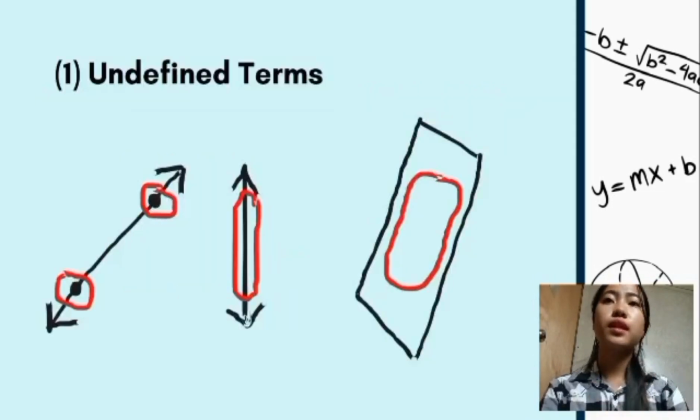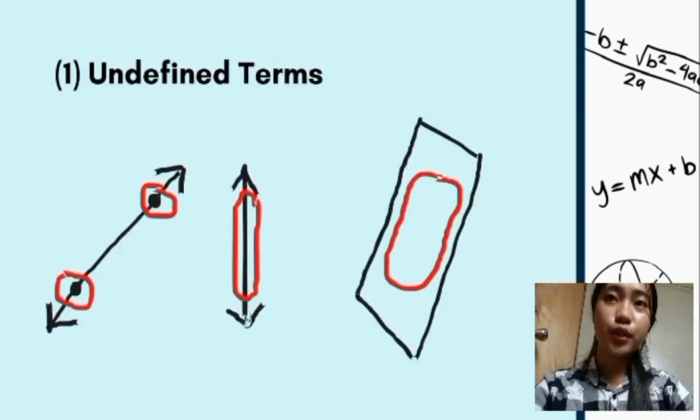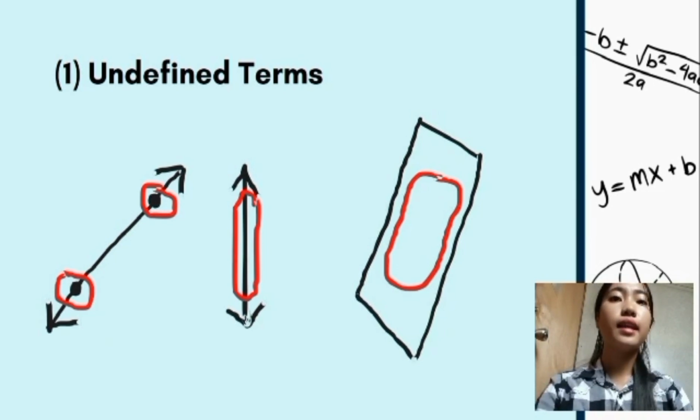First, let's define what undefined terms are. Undefined terms are the terms that cannot be defined but can be described. We have here the point in the first illustration, and second, we have line and plane. Those are the examples of undefined terms.